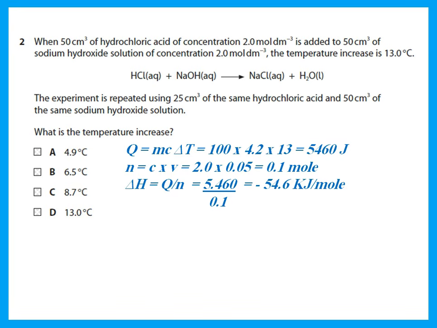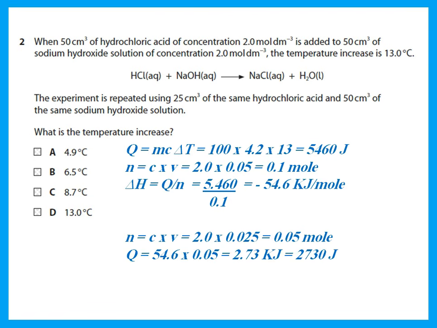Now he's repeating the same thing but with different amounts. So I can calculate the number of moles in the new solutions, that is 25 centimeter cubed divided by 1,000 times the concentration of HCl. This is 0.05 mole. And I can then calculate Q. Q would be the delta H times N. We know that delta H is Q over N, so Q is delta H times N. So I got Q, and from that I can calculate the delta T.